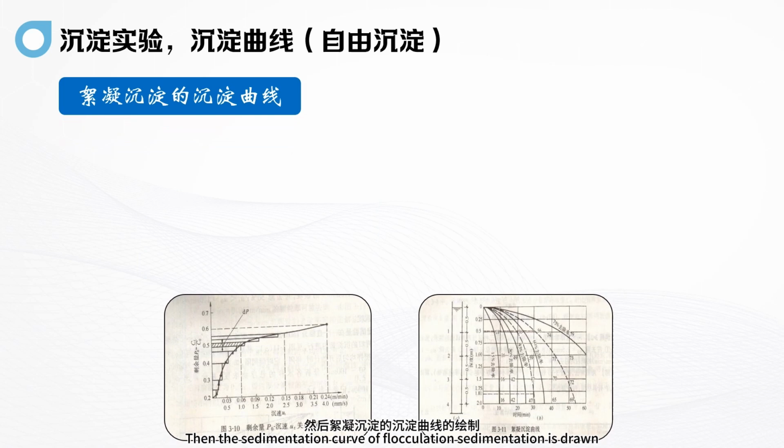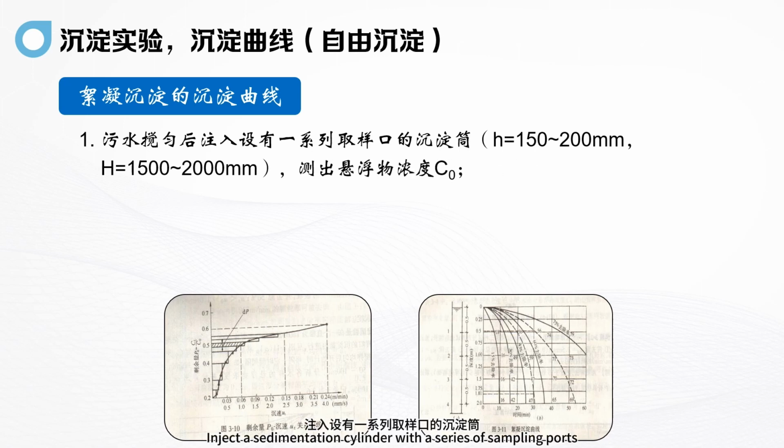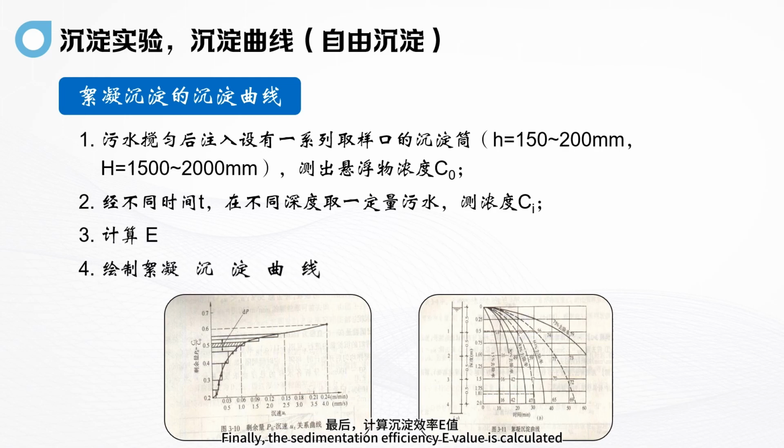Then the sedimentation curve of flocculation sedimentation is drawn. After the sewage is stirred evenly, inject it into a sedimentation cylinder with a series of sampling ports. H is 150 to 200 mm, and the height h is 1.5 to 2 meters. Measure the suspended solids concentration C0. Take a certain amount of sewage at different depths and measure the concentration of its suspended solids. Finally, the sedimentation efficiency E value is calculated.